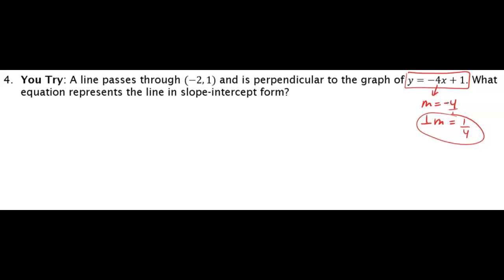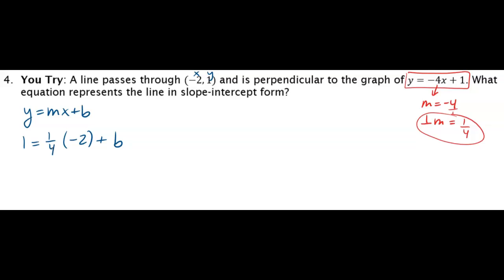Now we're also going to use our point here as x and y, and we're going to plug those into y equals mx plus b along with the slope. So my y value is 1. My slope we figured out was 1/4, and my x value is -2. So I have everything plugged in except for my b value.